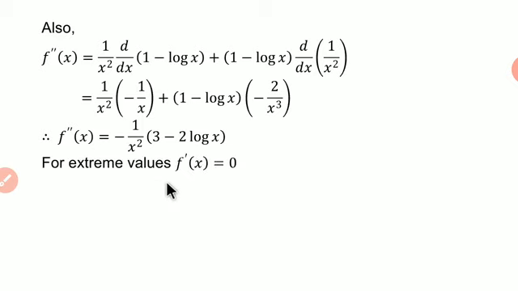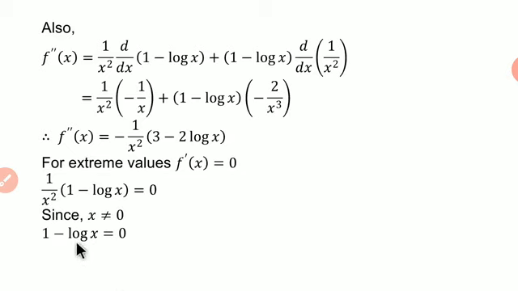Now for the extreme values, f dash of x is 0. So compare the value of the derivative with 0. We get 1 upon x square into 1 minus log x is equal to 0. Since x is not equal to 0, obviously this term 1 minus log x is 0. Now since log x is equal to 1, it is equal to log e, because we know the value of log e is 1. Now comparing both the sides, we get x is equal to e.